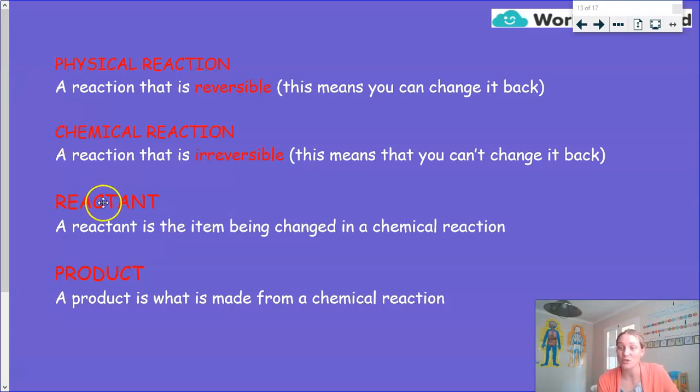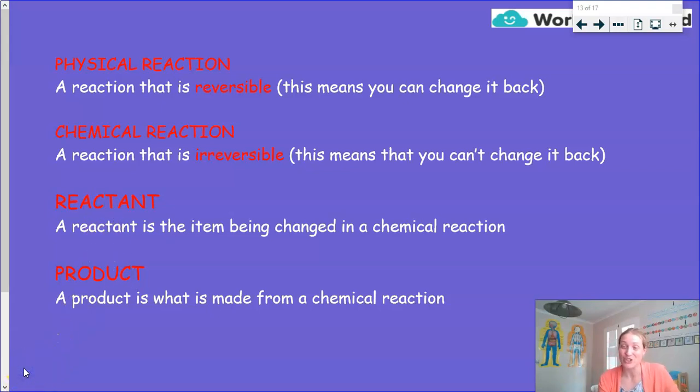And then the last two words are, the first is reactant. A reactant is the item that is being changed by the chemical reaction, and the word product. And the product is what is made from a chemical reaction. Now, you might have heard of the word product in maths when you're doing multiplication. Your teacher will ask you, what is the product? And it means you need to multiply 2 times 2 together. It's the same here in science. What is the product? What comes out at the end of the chemical reaction?